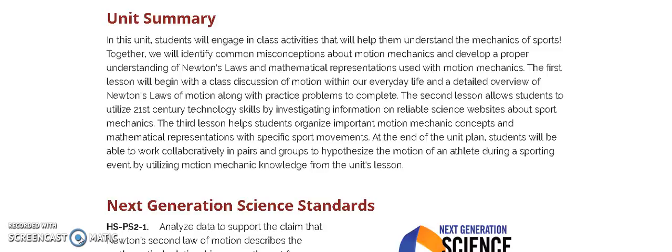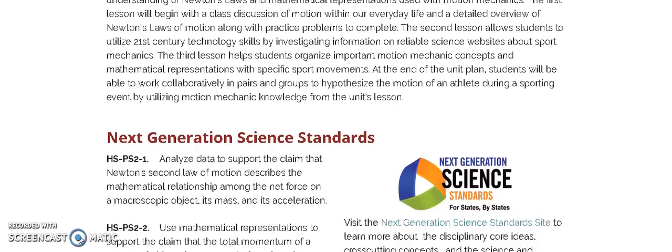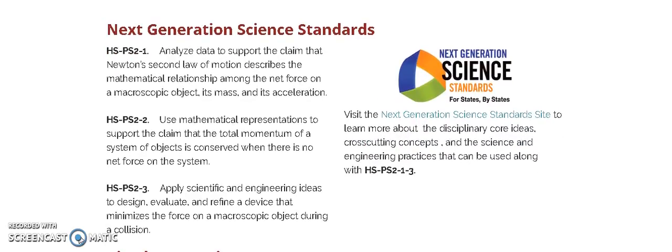At the end of the unit plan, students will be able to work collaboratively in pairs and groups to hypothesize the motion of an athlete during a sporting event by utilizing motion mechanic knowledge from the unit's lessons. Going down further to the NGSS, the standards that we will be covering will be PS2, 1 through 3. However, we'll go over those a little bit more in detail as we go through each lesson.